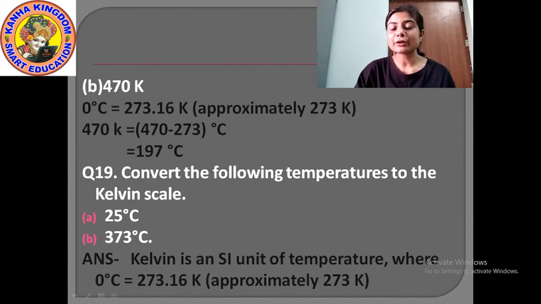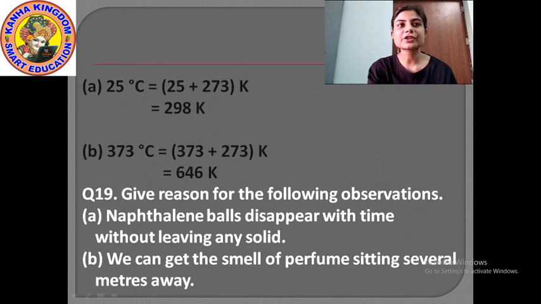Kelvin is the SI unit of temperature, where 0 degree Celsius is equal to 273 Kelvin. Okay. Number A, you have to change 25 degrees Celsius to Kelvin scale.